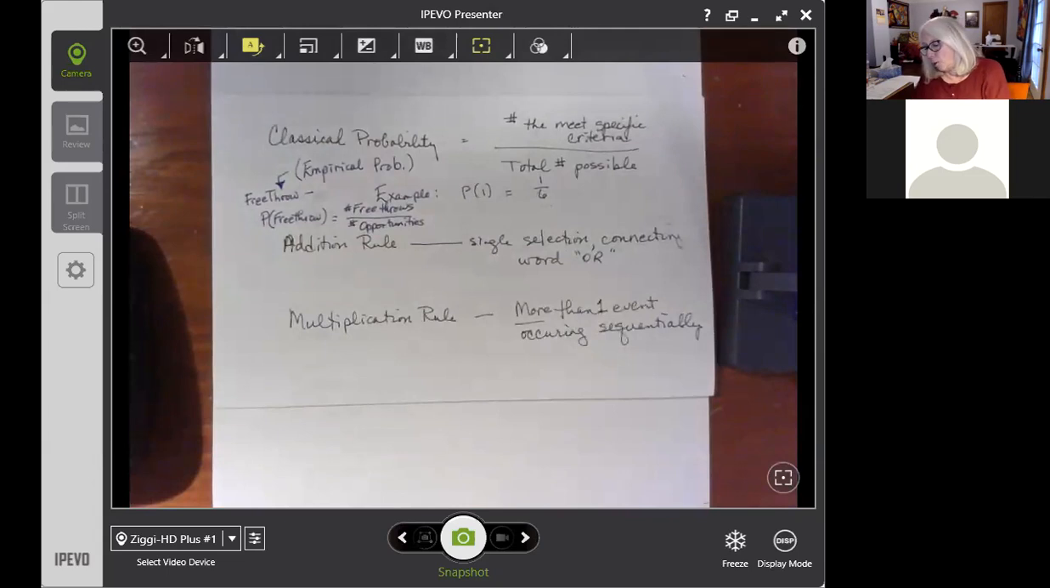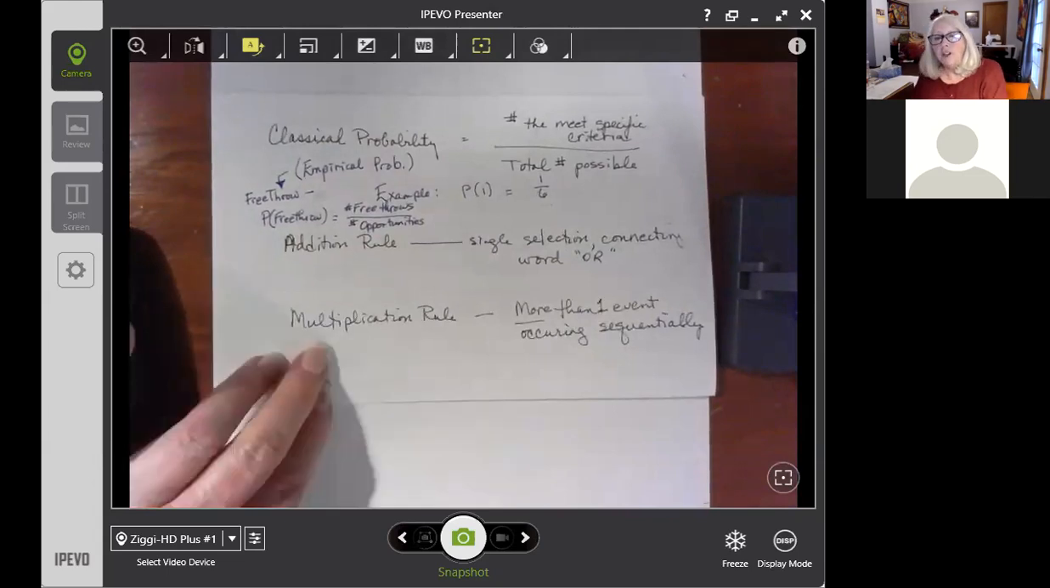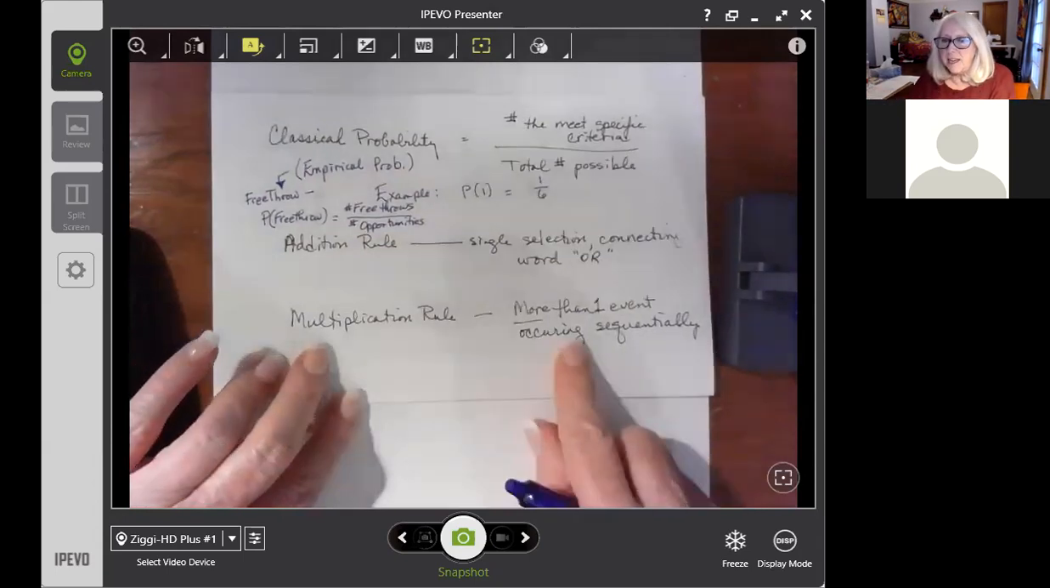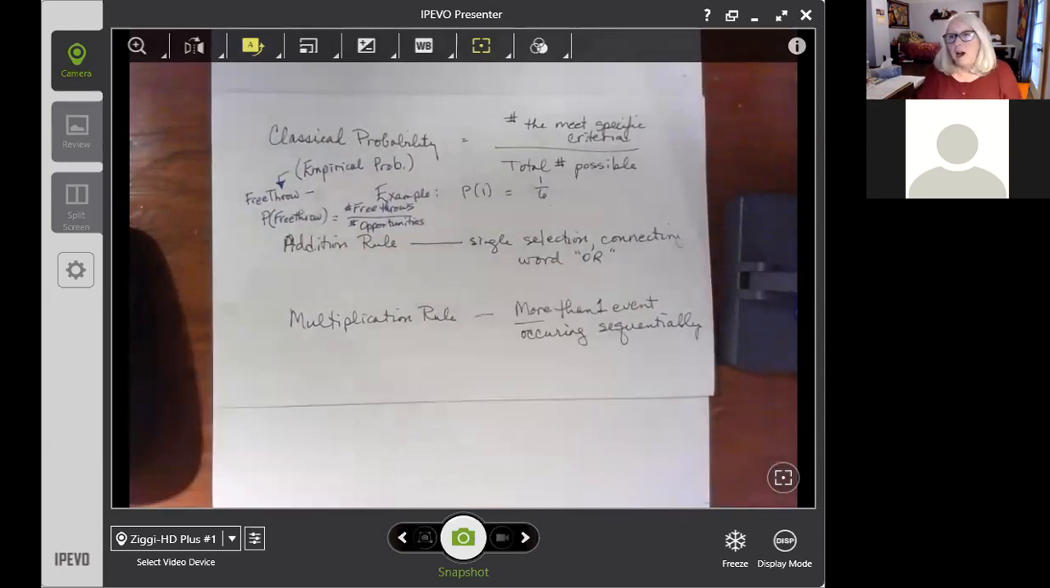Now the multiplication rule is different, but you can always tell a multiplication rule problem because the significant fact is that it must deal with more than one event occurring sequentially. So something like, I am dealing myself out a hand of cards, right? What's the chance that I will deal out a queen followed by a king followed by a two? Questions like that, okay?